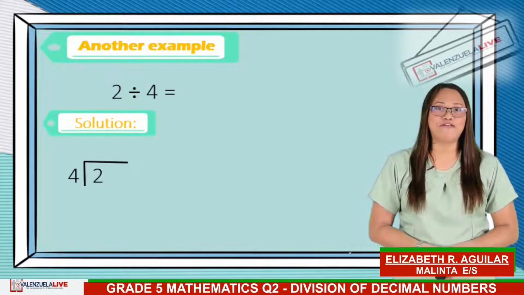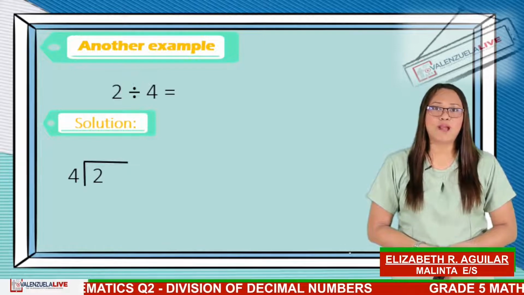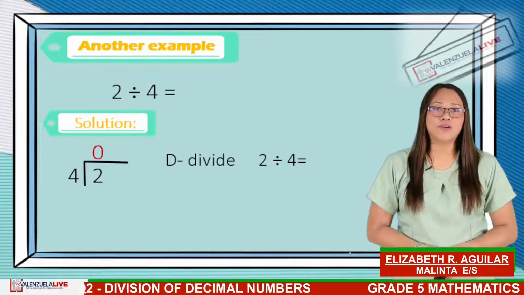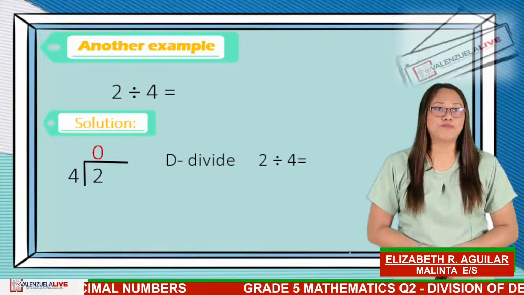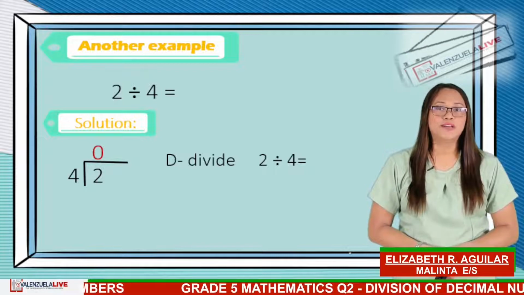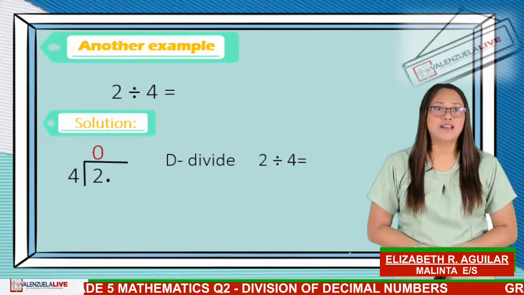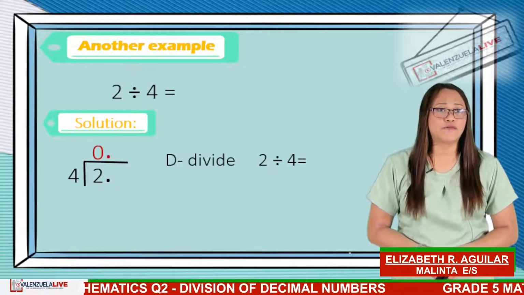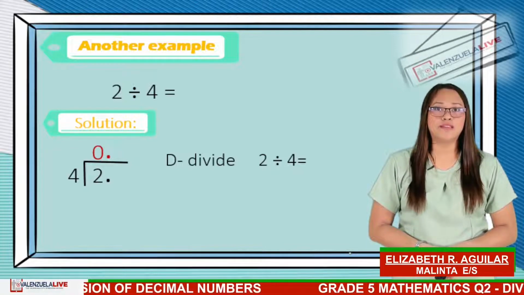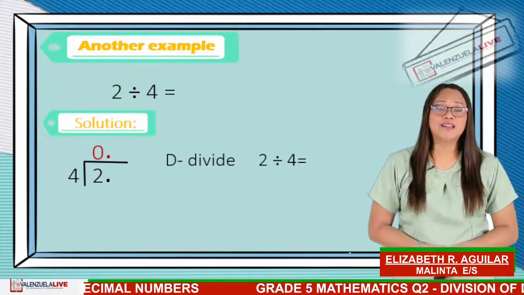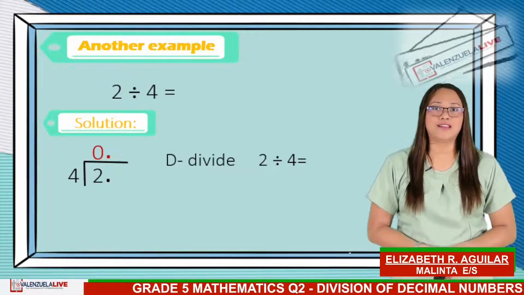2 divided by 4. So since we cannot divide 2 to 4, we have to put 0 in our quotient first. And then before writing the 0 in our dividend, we have to put first the decimal point in our dividend as well as in the quotient. So do not forget that if you put a decimal point in our dividend, you need also to write the decimal point in our quotient. So this time we can now write 0.